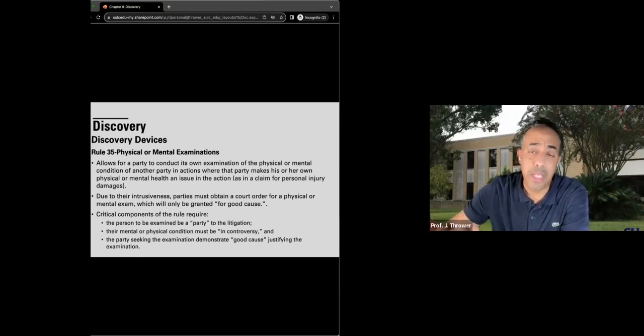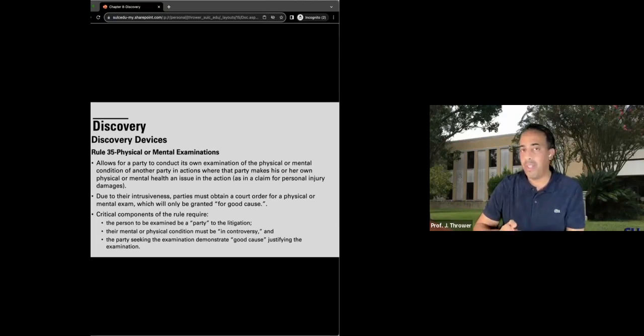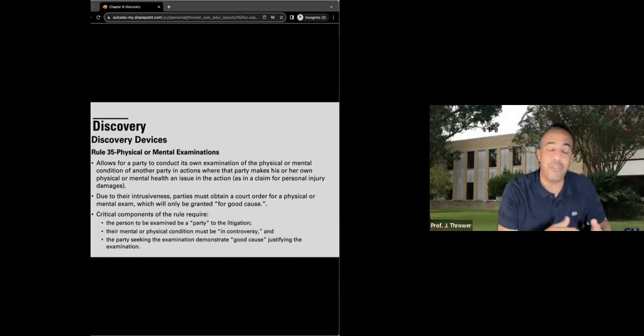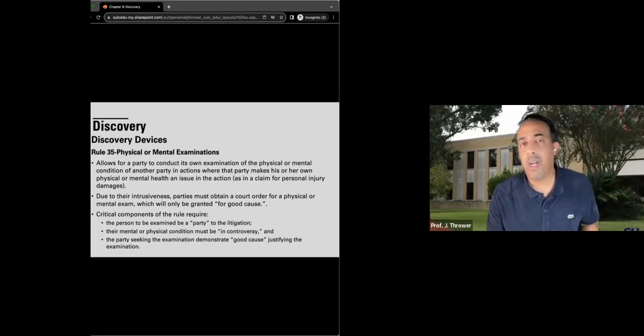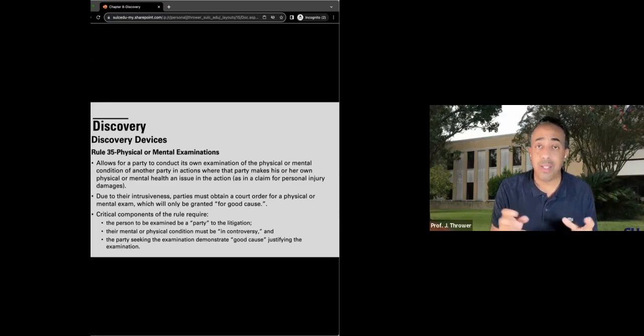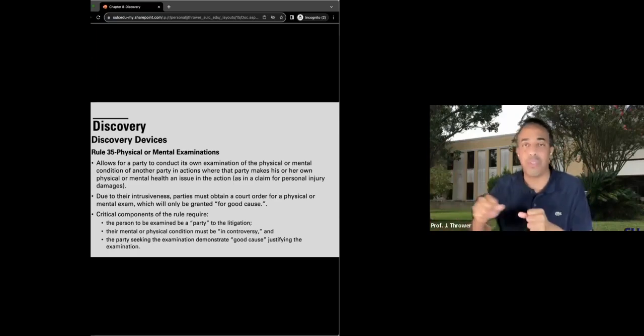The party's mental or physical condition must be in controversy. And this is a very critical area as well. If a person is only suggesting that they may have been injured physically as a result of someone else's fault, then an opposing party cannot request that that person undergo a mental or psychological evaluation, right? If the mental or psychological condition of that person has not been placed in controversy. So that's an important component of Rule 35.